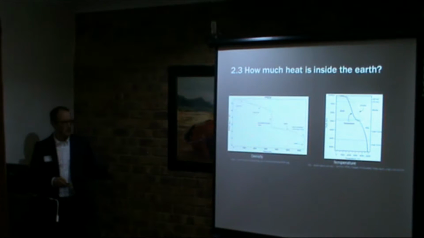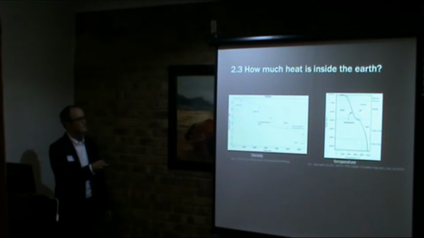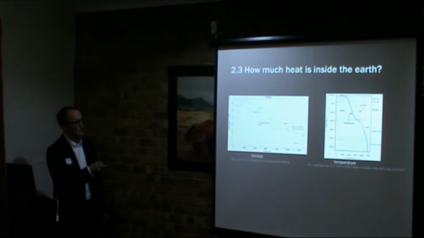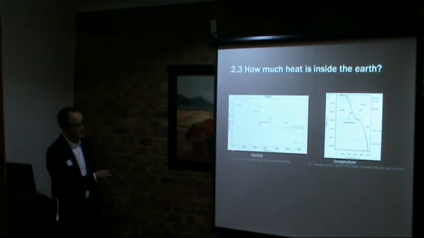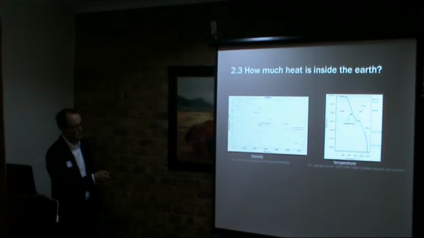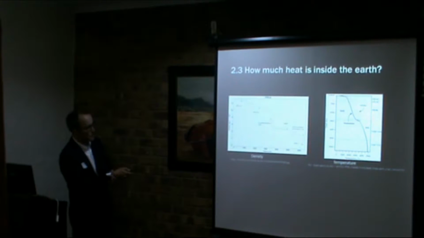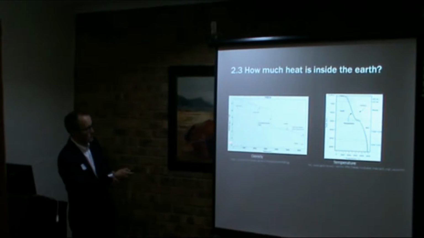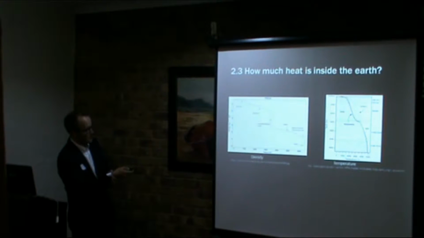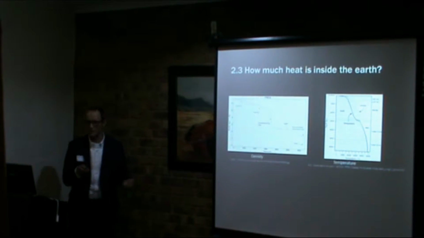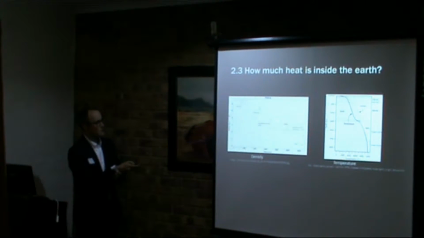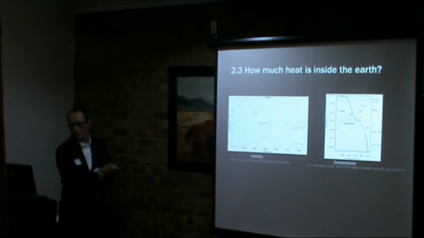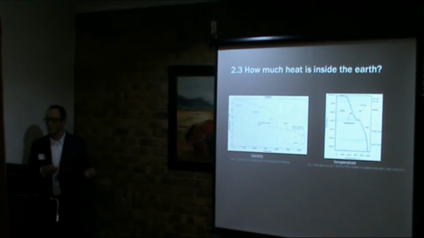The density inside the Earth is also known. This is a graph showing the density. This is the radius of the Earth. So here we have the crust. Here's the ocean, which has a density of about 1 kilogram per liter. Inside the Earth, it goes to over 12 inside the core.